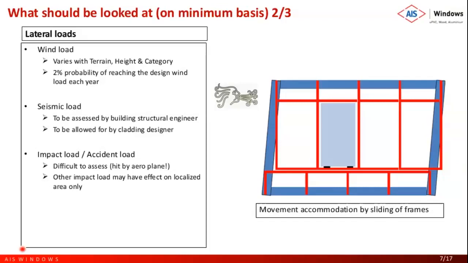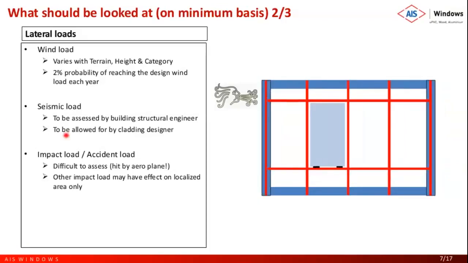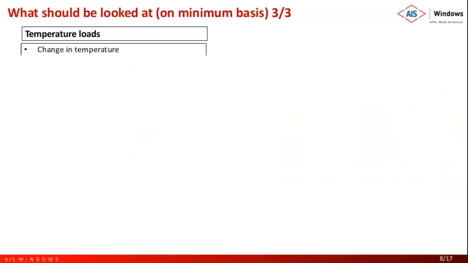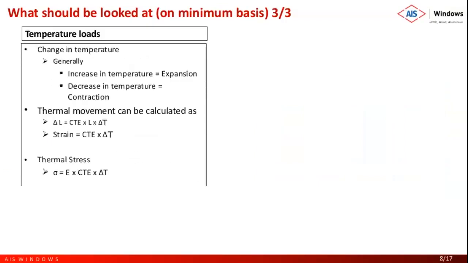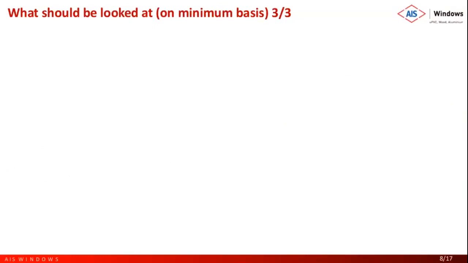So we do an excellent unitized curtain wall which accommodates a lot of movement, but do a glass to glass joint without realizing that this has restricted a lot of movement within the facade itself, or movement without breakage. So this is the movement accommodation happening due to the sliding of frame. And next thing, if we go to, which is the temperature load.